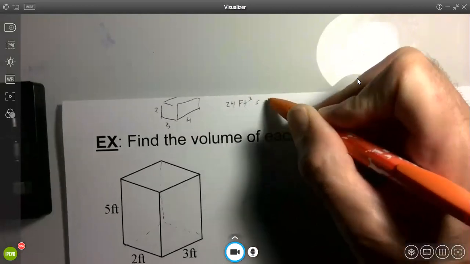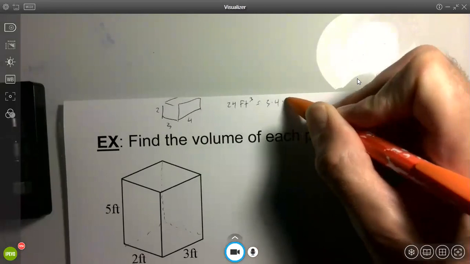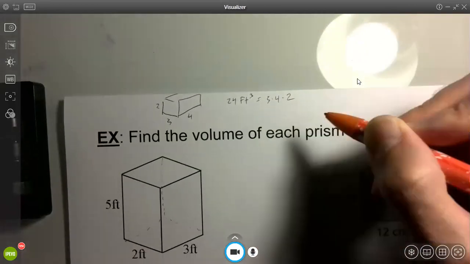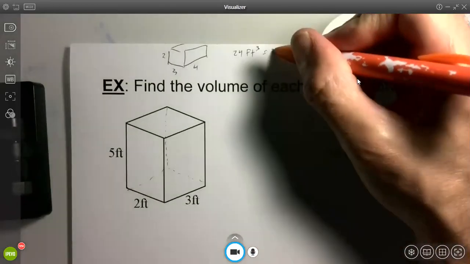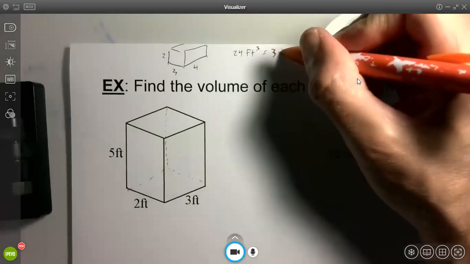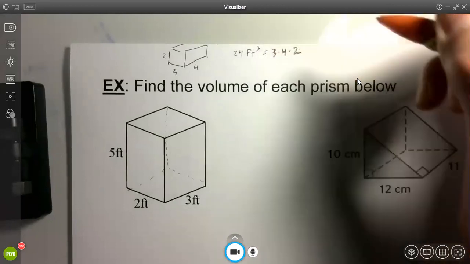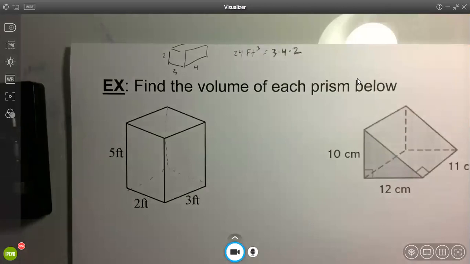That's the same as 3 times 4 times 2. Okay, now a lot of you are going, oh, I know what volume is. I learned it in middle school, length times width times height. Okay, that only works actually for one type of prism. That doesn't work for every prism.